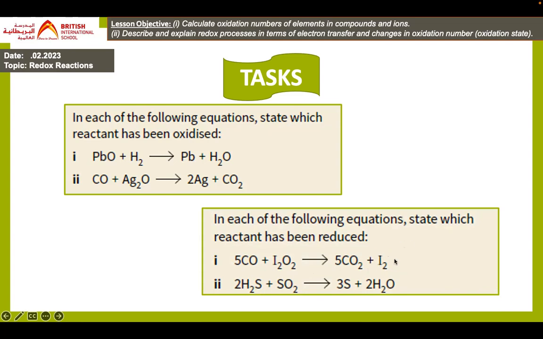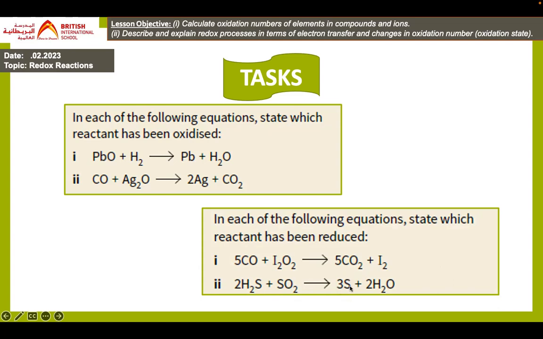Iodine is the answer. Iodine is reduced here because iodine has lost oxygen. In the second case, sulfur has two oxygen, and after the reaction, sulfur doesn't have any oxygen.